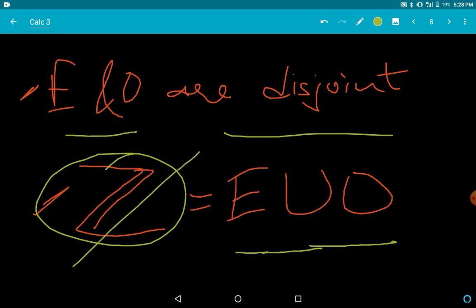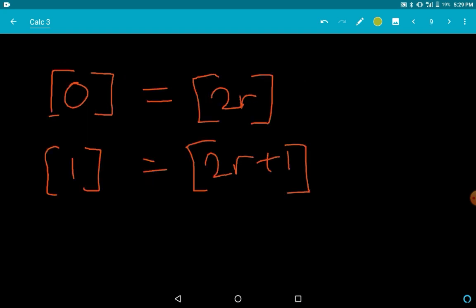integer set. So all the even numbers and odd numbers make up the Z, the integers. So we can write that the equivalence class of 0 is any even number, 2r. You can write any even number as 2k or any odd number as 2k plus 1. I have written it as 2r, and the equivalence class containing 1 is 2r plus 1.